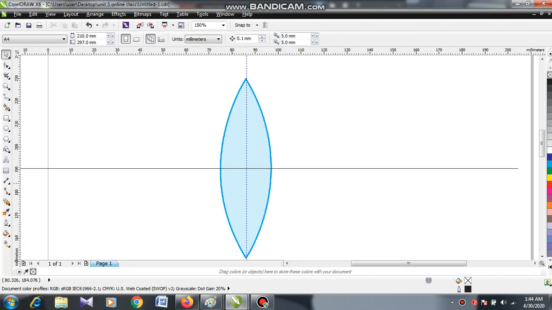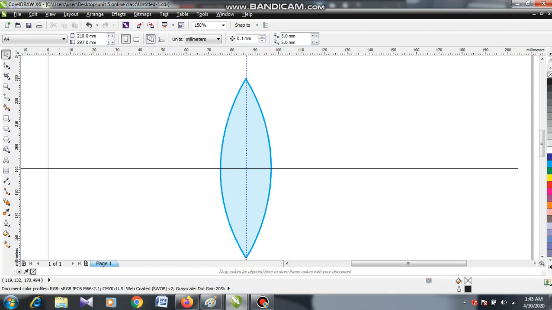Today is the second part of our lesson on convex lenses. You see here, this is the principal axis. I have drawn the principal axis with a full line. It's not drawn with broken lines, it's drawn with full lines. And I have drawn the optical axis using broken lines. Okay, I want to give you an important idea.